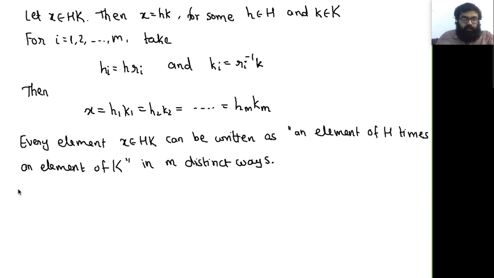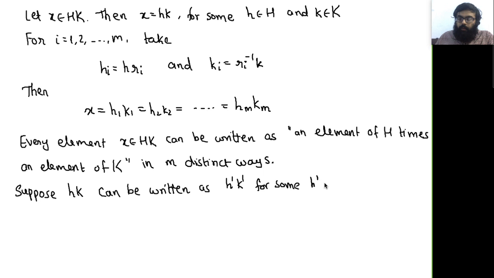So suppose HK can be written as h dash k dash, for some h dash in H and k dash in K. What we have to show is that h dash is nothing but one of these hi, and k dash is also nothing but one of these ki. So this is the only representation.